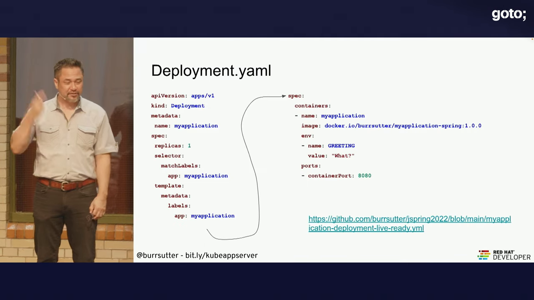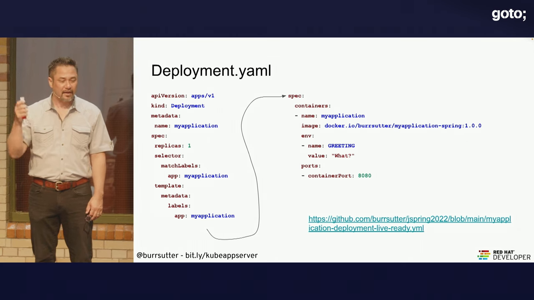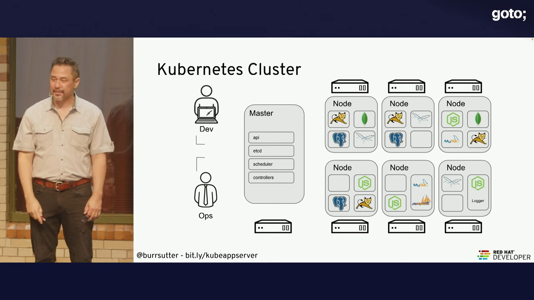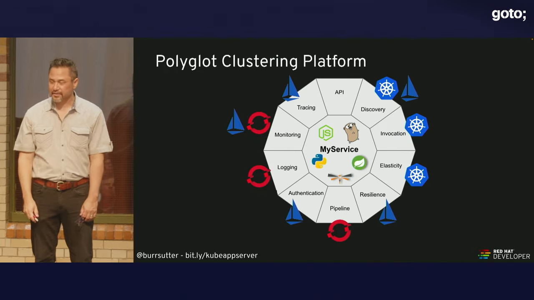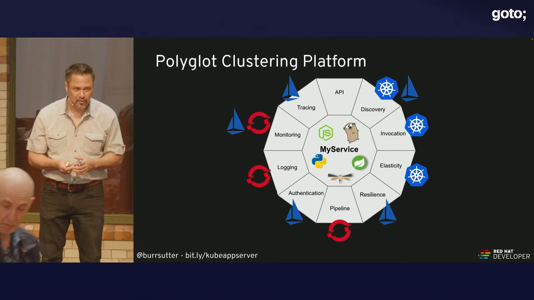So this is what that deployment YAML looks like. I have a link to it here. You can go check it out, and then you can go explore it further and deploy it to your application. We talked about the Kubernetes cluster. We talked about some things with microservices, but there's so much more you can explore in this world.